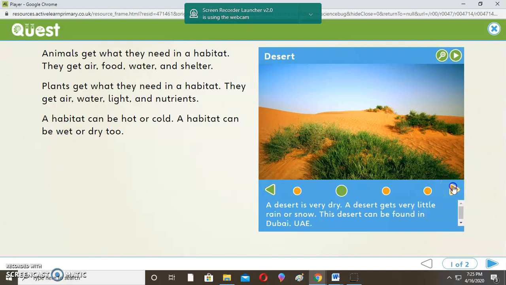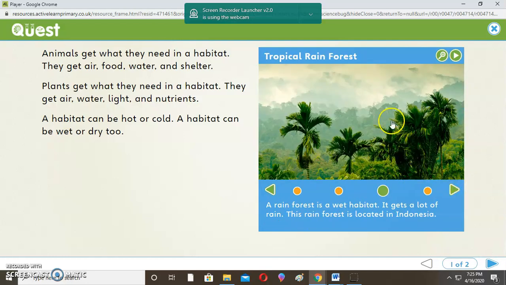Okay, now let's continue. So look at the tropical rainforest. Are you seeing the way a tropical rainforest looks? Wow, it's so green and it has trees. A tropical rainforest is a wet habitat. Actually, this is very wet, and it has a lot of rain. In a tropical rainforest, you will see it rains most of the time.